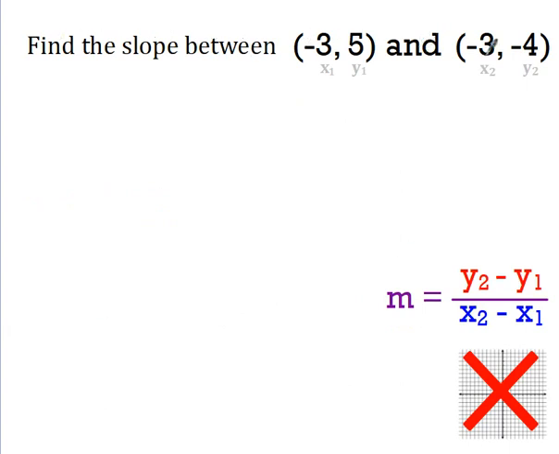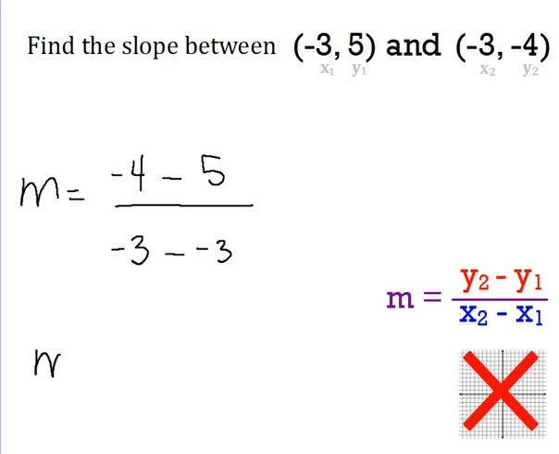Let's find the slope between these 2 points. Remember the formula, y2 minus y1 over x2 minus x1. So my slope is, let's see, -4 minus 5 is -9. -3 minus -3 is -3 plus 3, which is 0. Oh no, there's a 0 in the denominator. That means that this slope is undefined.